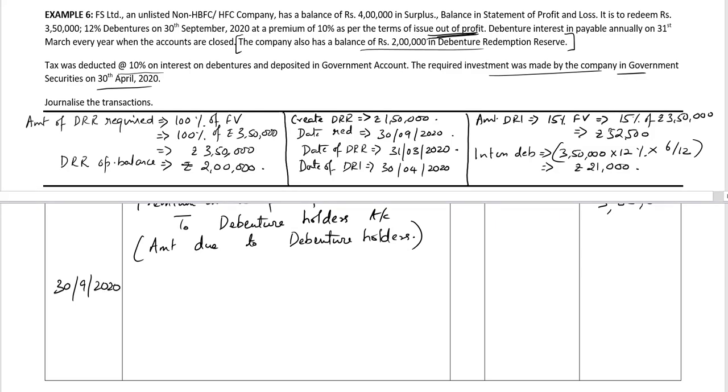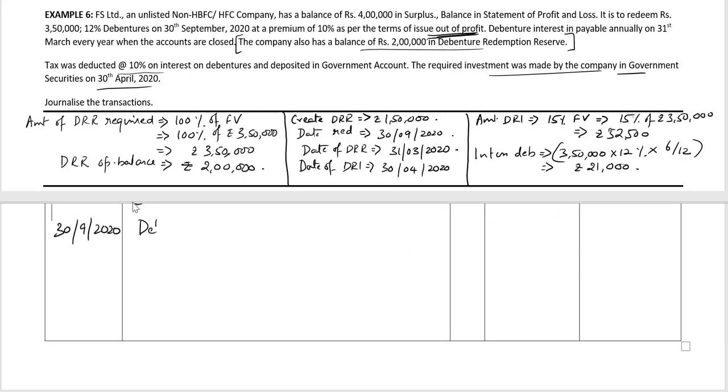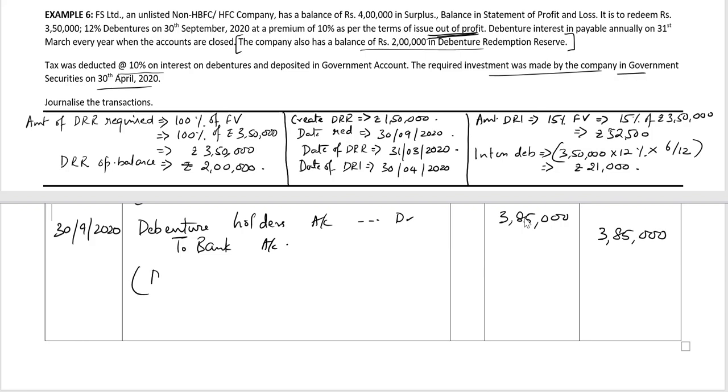On 30th September 2020, we will pay off the debenture holders. Debenture holders account debit to bank account. Amount to be paid 3,85,000 rupees, for debenture holders paid off.